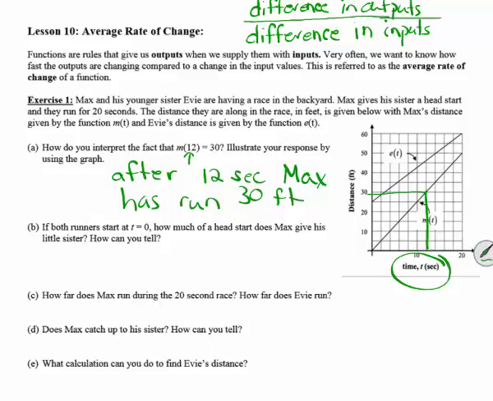If both runners start at time equals 0, how much of a head start does Max give his little sister? Here's Max, he's starting at 0 feet, but his sister is starting at 25 feet. So he gave her a 25-foot head start. Very nice of him. How far does Max run during the 20-second race? That's the input of 20 for my m function. He's run 50 feet. Evie ran a little bit further because she did have a head start. Evie ran 60.